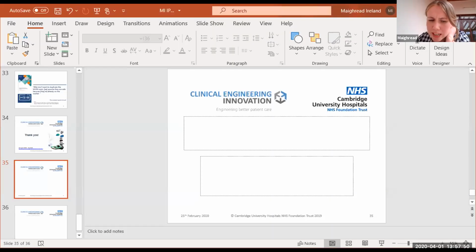So an aerosol box is a clear box which would sit over the patient's head during the intubation procedure. And the idea is that it would collect any viral loads, so any substances from the patient's mouth during the procedure, to prevent it being passed on to the clinicians that are doing the procedure. And then also the visor manufacturing, so manufacturing visors locally within Cambridge.